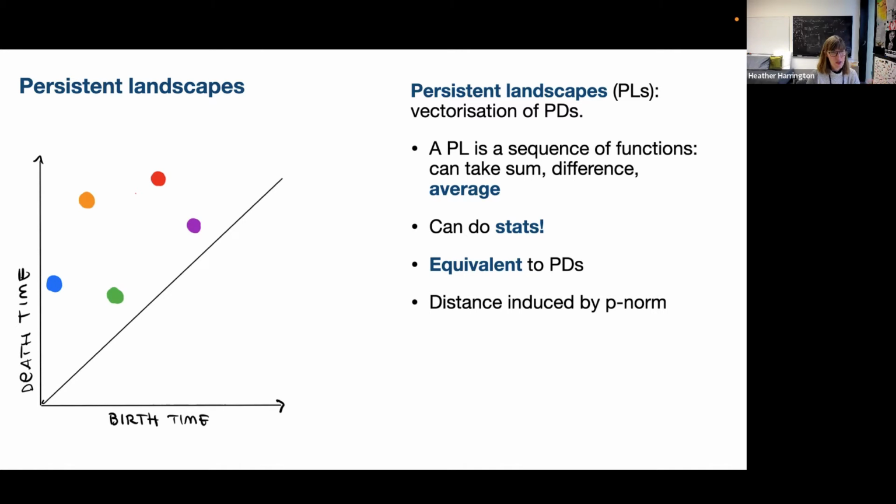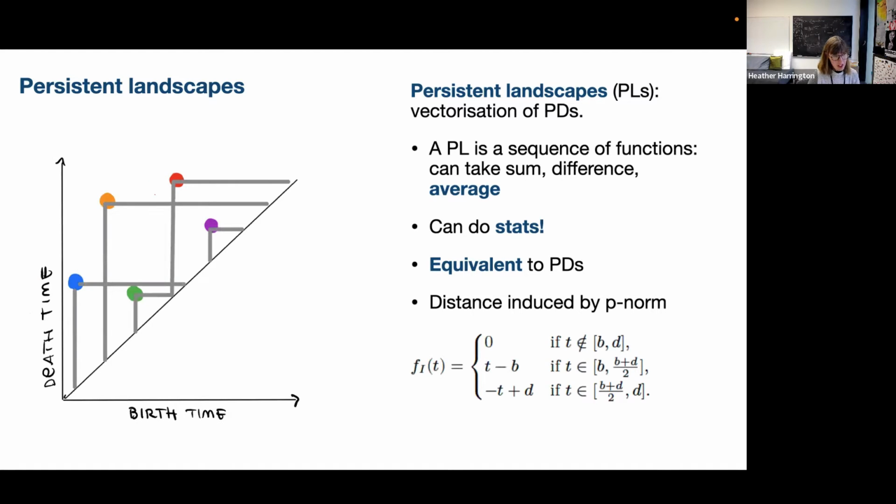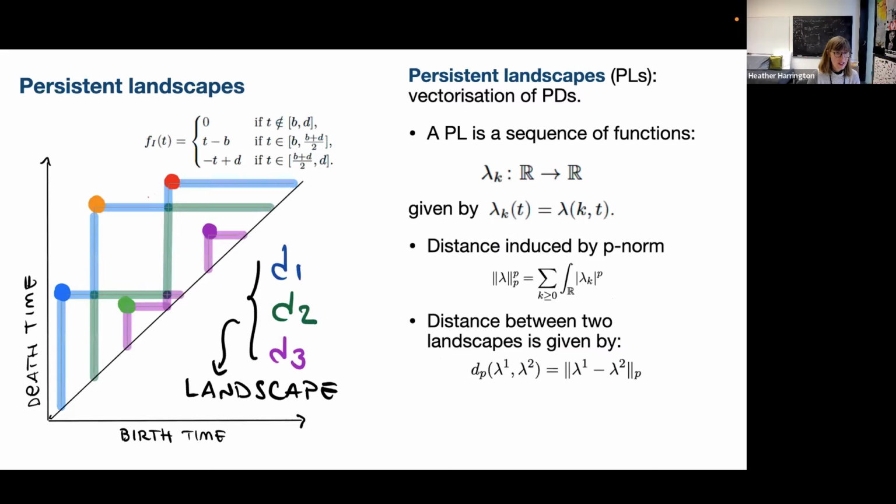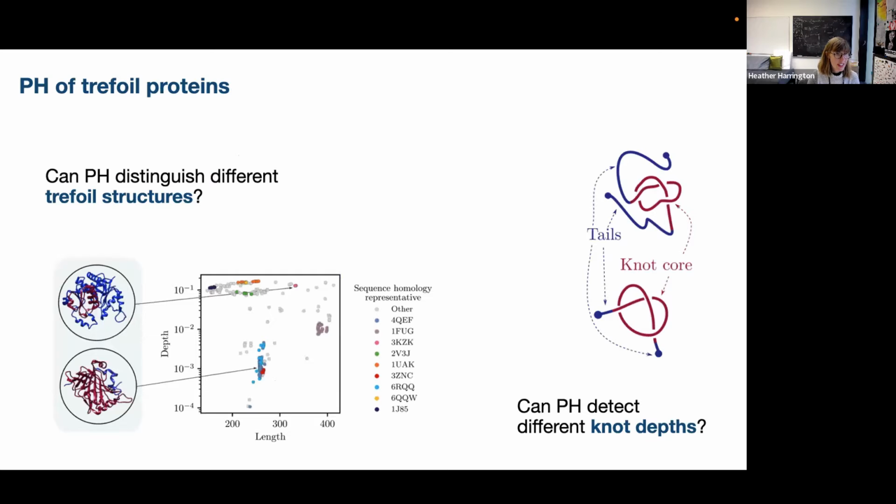It's a sequence of these functions where now we can take averages. So we can build these tent functions and then compute different landscapes. I guess I should have written lambda 1, lambda 2, but we have this sequence of functions, and we can compute a distance between landscapes. And so that's what we did. Well, that's what the students did. They looked at the persistent homology of these trefoil knotted proteins.